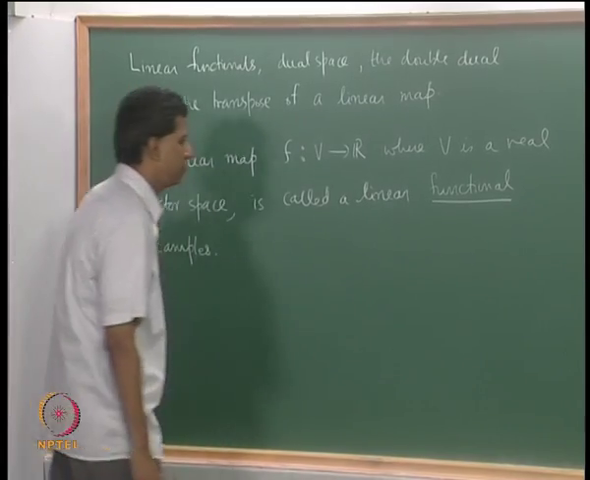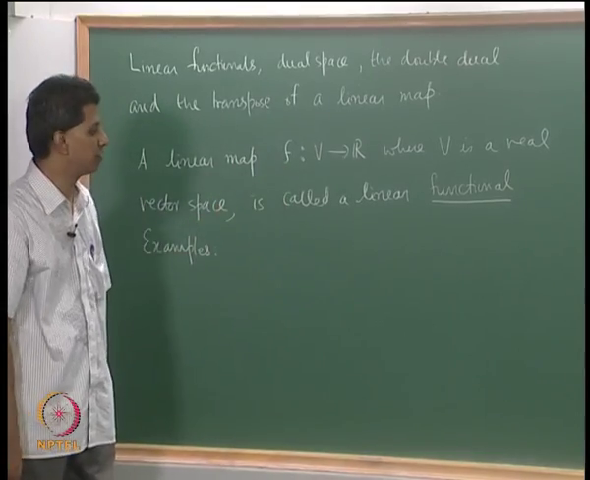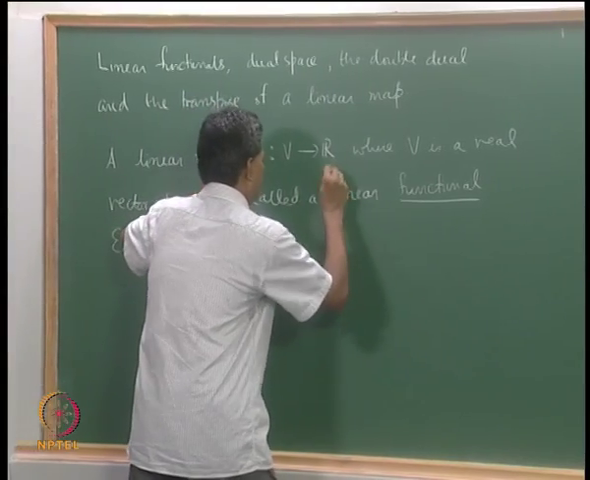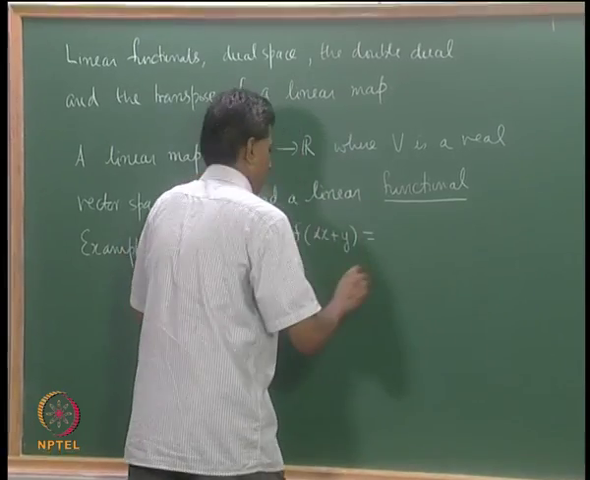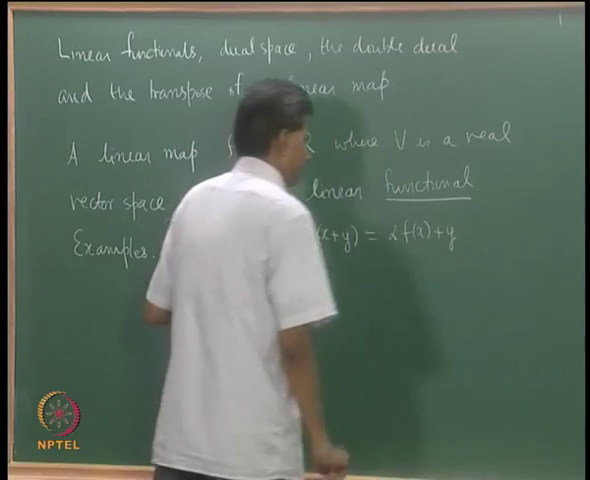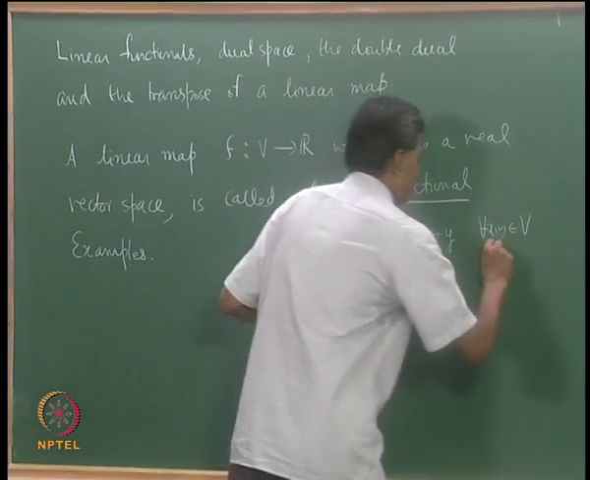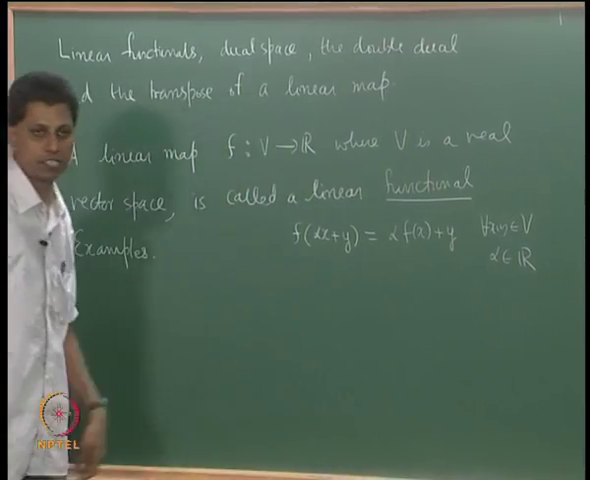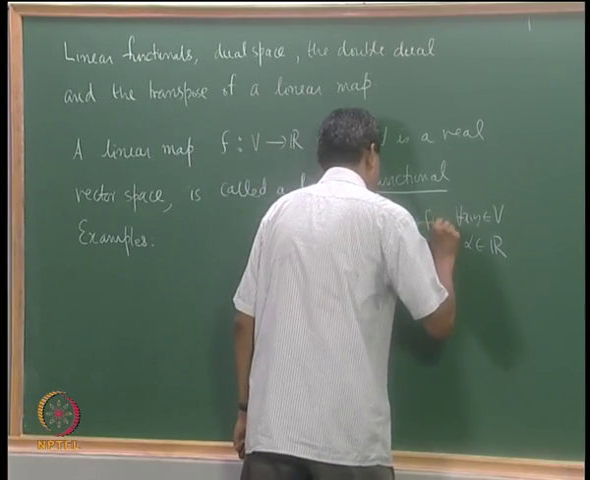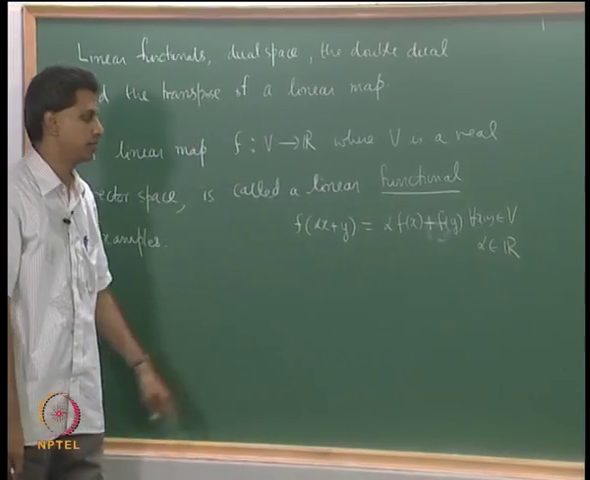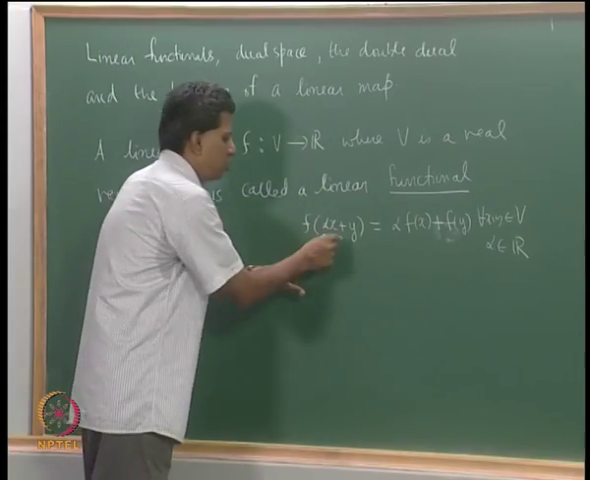Okay, by the way, what does it mean? Linear functional f means, so we always use T, T from V to W. For a functional, I will use the letter f, the first letter of functional. So what is the meaning of this? This means f of alpha x plus y is alpha f of x plus f of y, where x, y come from V and alpha comes from R. Only to emphasize what a linear functional is. What you must remember is that on the right I have addition of real numbers. Okay, this is addition of real numbers. The addition on the left is happening in V.